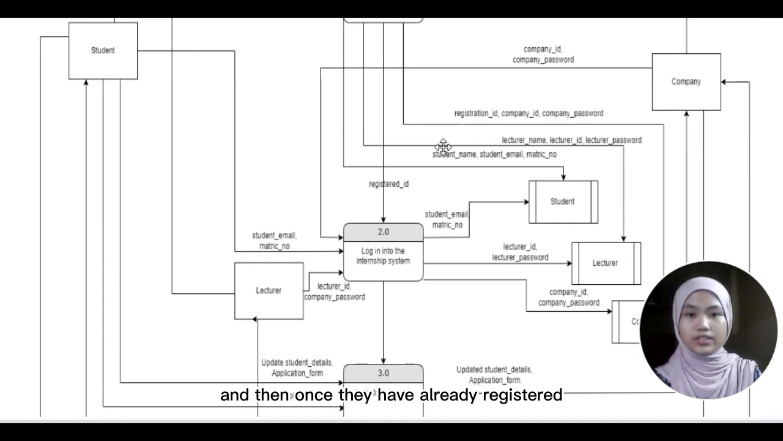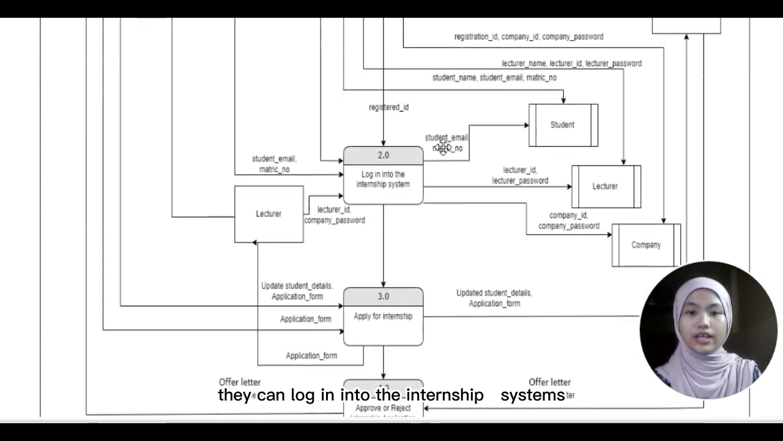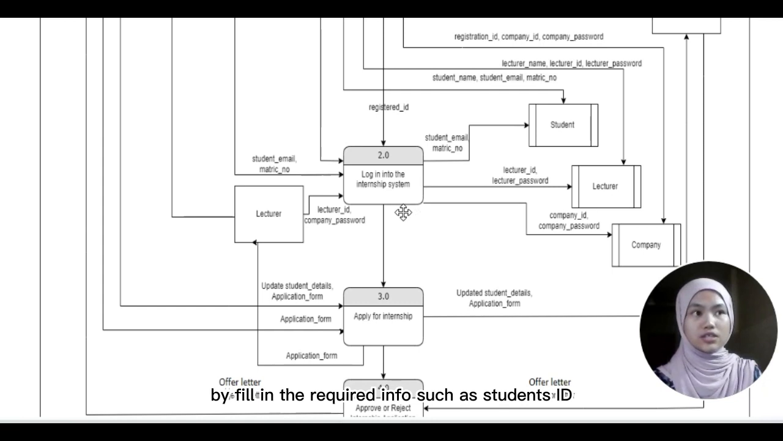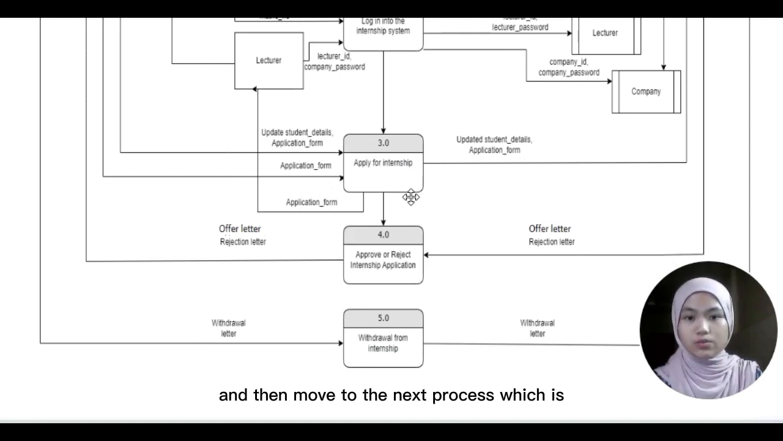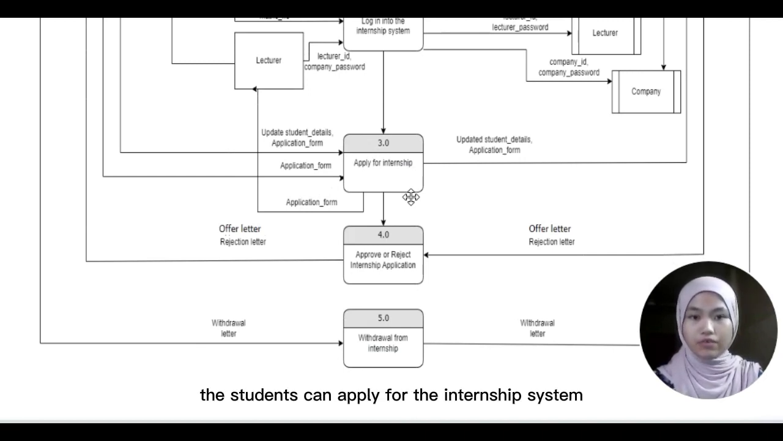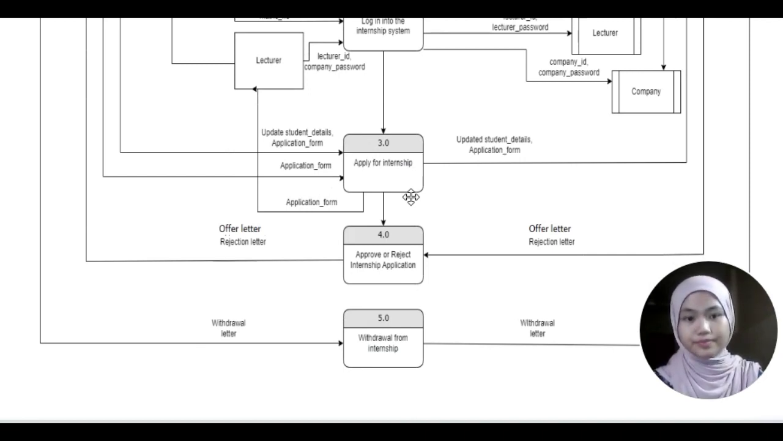Once they have registered, they can log in to the UTM Internship system by filling in the required info such as student ID, lecturer ID, company ID, and their password. Then we move to the next process, where students can apply for the internship.